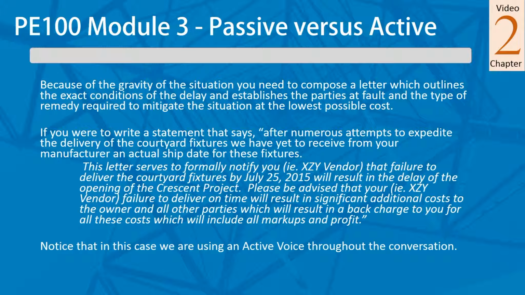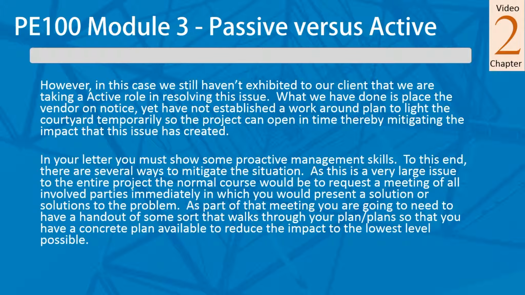Then please be advised that your failure to deliver on time will result in significant additional costs to the owner and all other parties, which will result in a back charge to you for all these costs, which will include all markups and profit. So here again, we've just nailed it as actively as you possibly can. There's not much that's not being stated there. There's not a lot of in-betweens and gray areas in that statement.